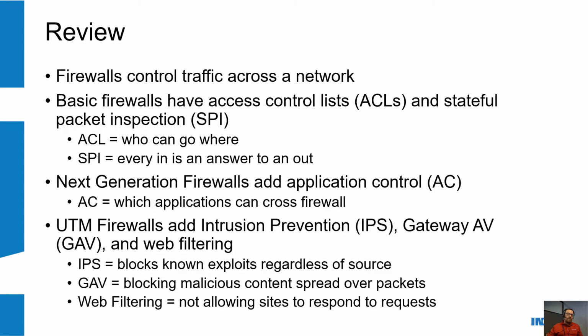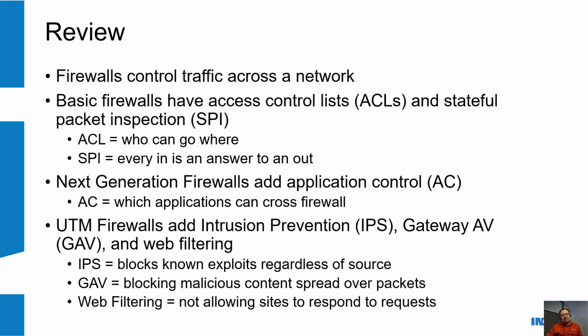First of all, firewalls control traffic across a network, or I should say, from the internet to a network. Basic firewalls do that with something called access control lists and stateful packet inspection. An access control list is a list of who can go where, typically blacklisting, sometimes whitelisting. And SPI, stateful packet inspection, says everything coming in has to be an answer to something that went out. Nothing can come in unless something inside requested it to come in.